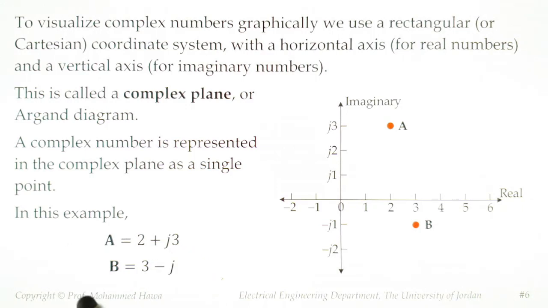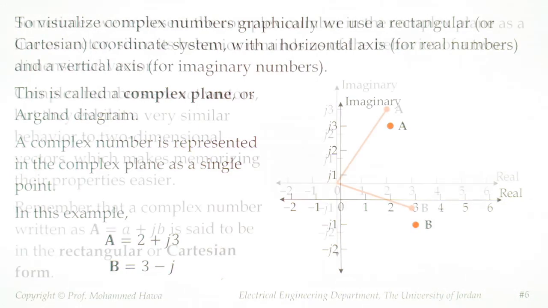If I say represent the complex number capital B, 3 minus j, in the complex plane, then you go to this number 3 here for the real number and minus j1 for the imaginary number, and then you draw this point. This point is a visual representation of the complex number B.